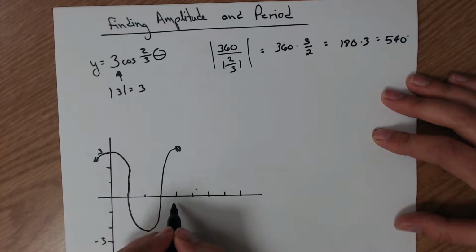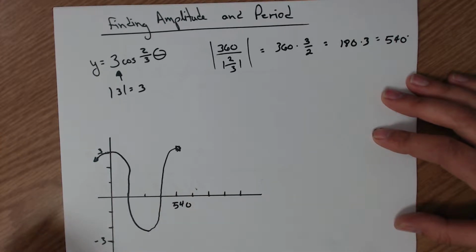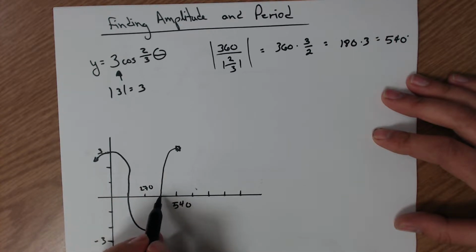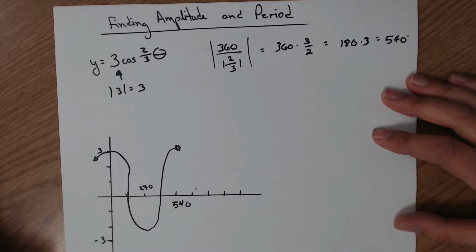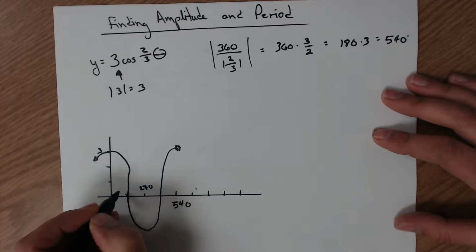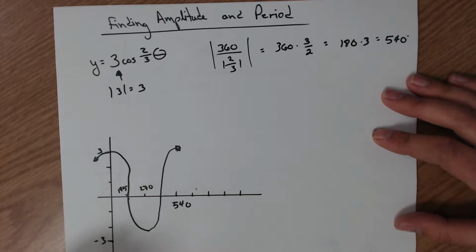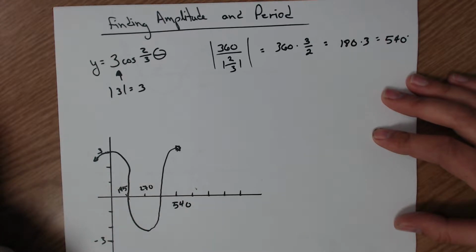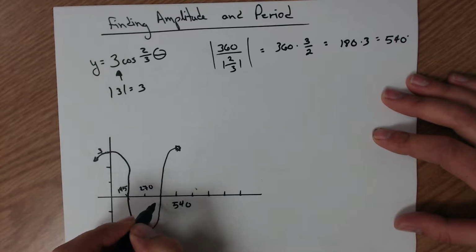The end is now going to be 540. I need to cut in the middle of that, and that's 270. And I can keep cutting that in half to find each of my other pieces. So that would be 180 and then half of 290. So 145. And 270 plus 145, we have 415.